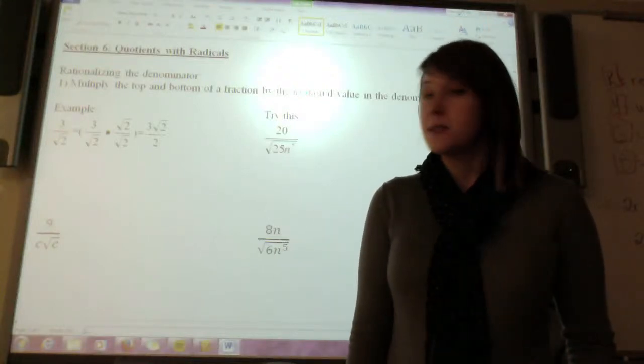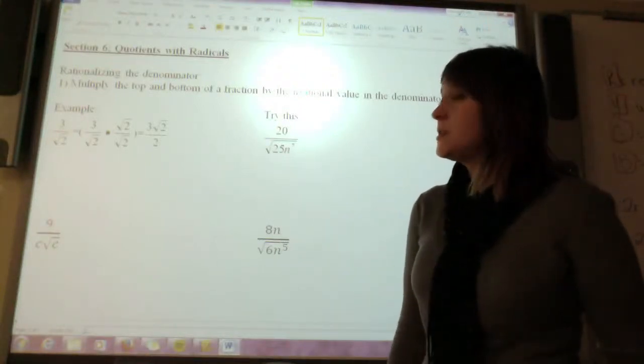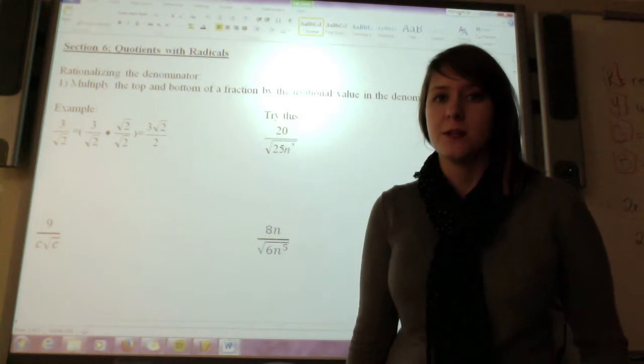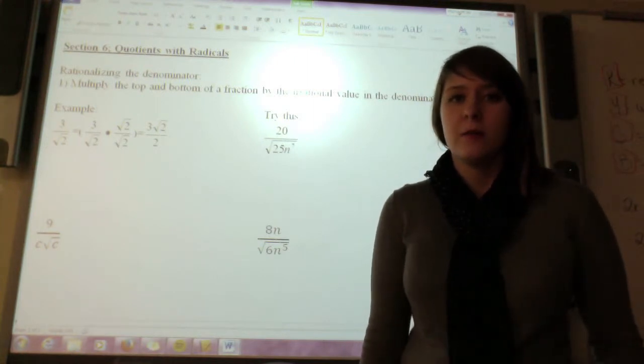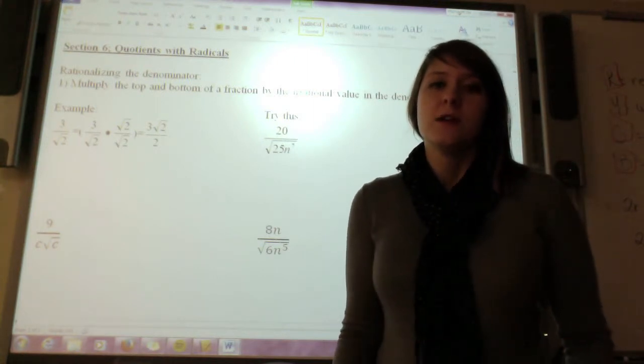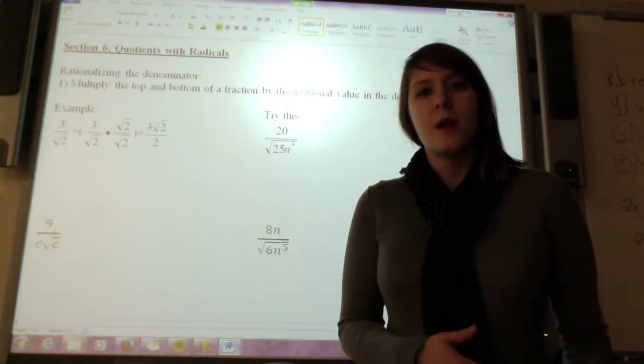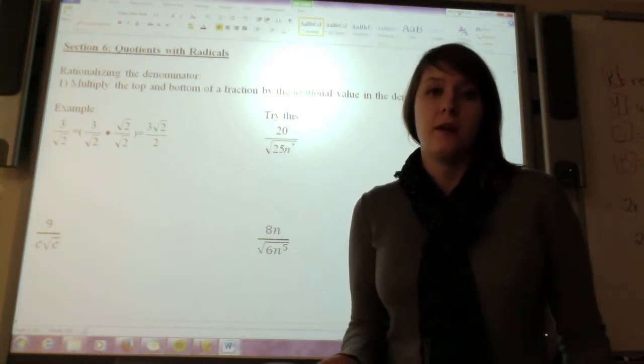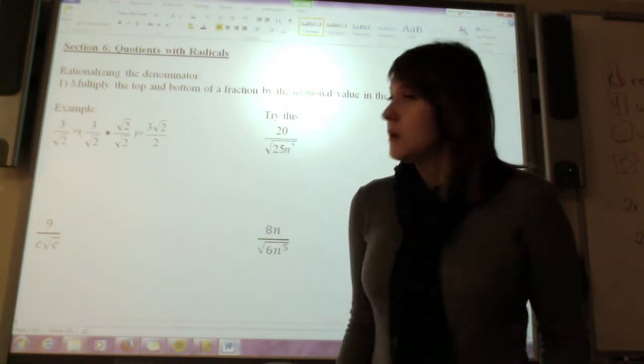Alright, hey guys. Right now we're going to do section 6 of chapter 8 for advanced algebra. And section 6 is all about quotients of radicals. So in the last section we talked about multiplying radicals. Now we're going to talk about dividing them and how do you divide a radical.